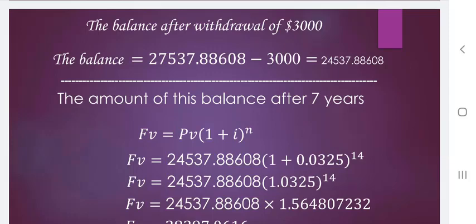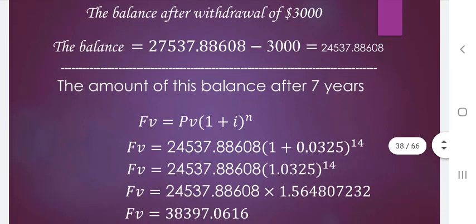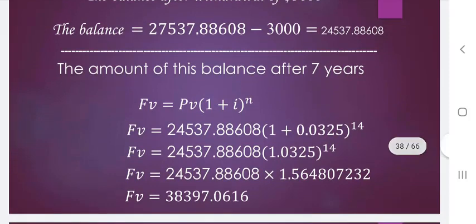The balance after withdrawal of $3,000 will be equal the amount minus $3,000, which is equal 24,537. Then we will get the amount of his balance after 7 years. So the future value will be equal PV times (1 plus I) to the power n. So FV equal 38,397.